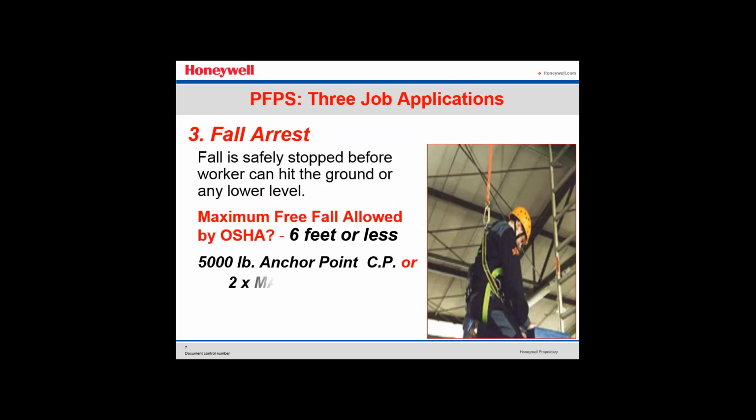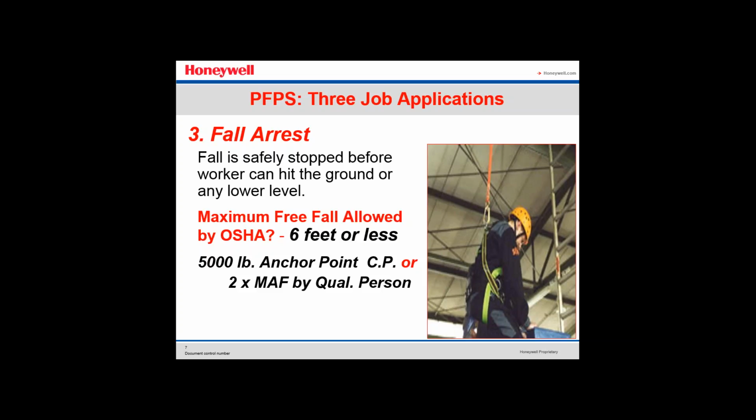The third and final job application is fall arrest. So I'm looking at my work and I'm saying, okay, I'm going to have to wear fall arrest application here. It means I need to pick the right anchor point, the right anchor connector, the right style of harness, and the right connecting device. And we're going to get into that here in a couple minutes. So in fall arrest, the Department of Labor allows us to go 6 feet. Now, my comment is, just because they allow you 6 feet, why would you want to do that?